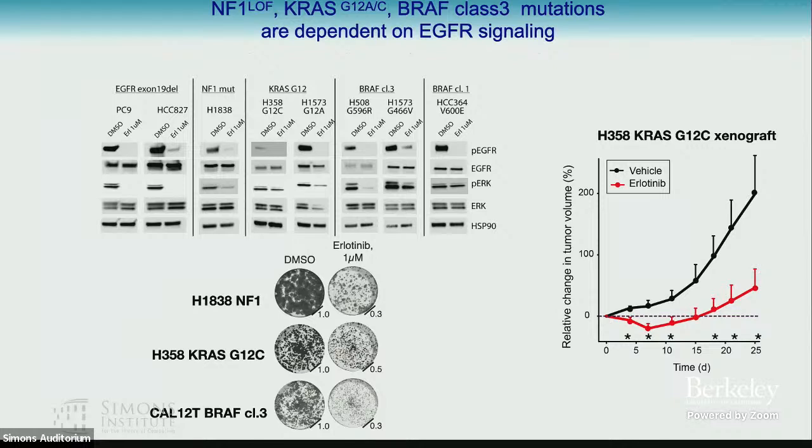We confirmed that treatment with erlotinib was sufficient to reduce the flux through the MAP kinase pathway, which means that these tumors, even though they have mutations in these oncogenes, still respond to EGFR inhibition at a molecular level. And ultimately, when you treat some of these tumors, in this case a G12C mutant tumor, with an EGFR inhibitor, you also see a response in tumor growth.